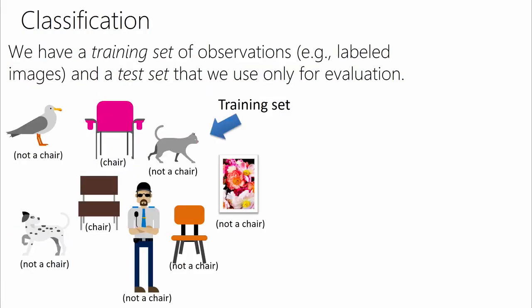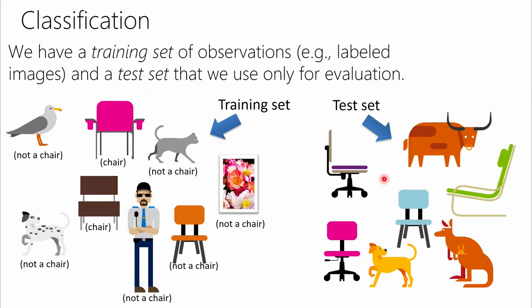Now, the problem I just told you about is a classification problem where we're trying to identify chairs. And the way we set the problem up is that we have a training set of observations. They're, in other words, like labeled images here. And we have a test set that we use only for evaluation. We use the training set to learn a model of what a chair is. And the test set are images that are not in the training set, and we want to be able to make predictions on those as to whether or not each image is a chair.